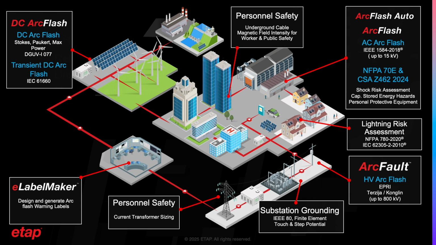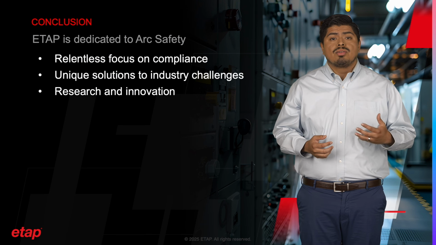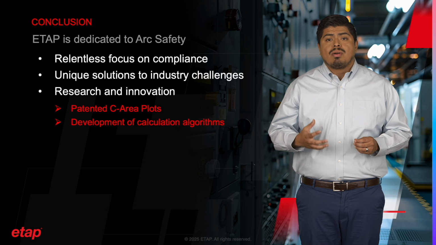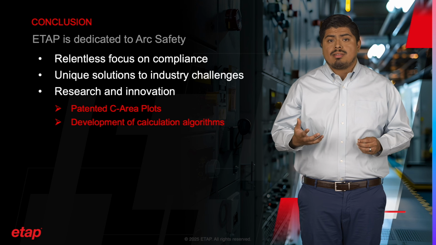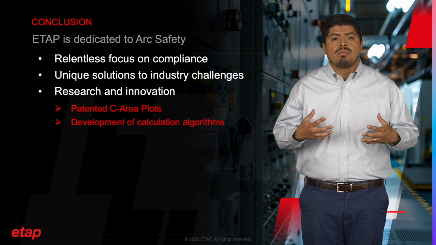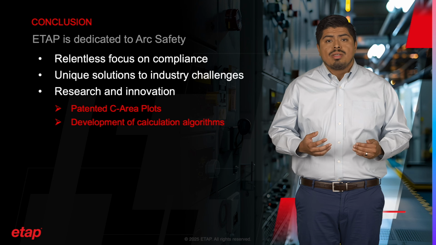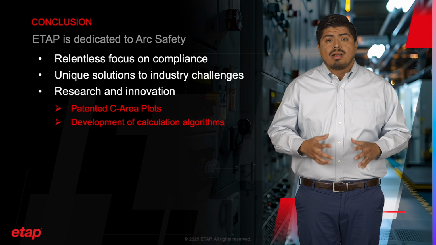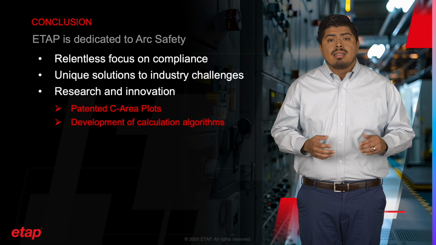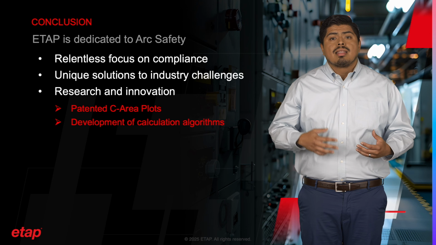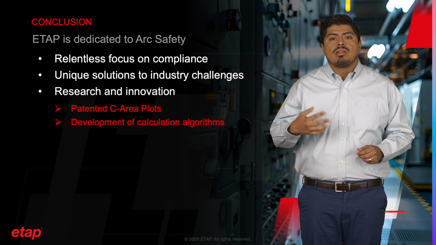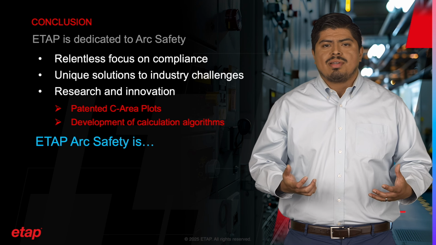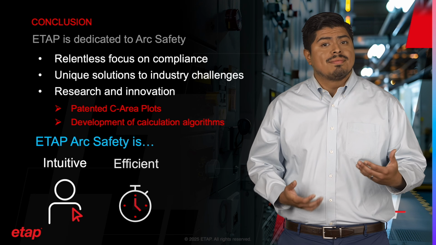ETAP prides itself on dedication to compliance. It is also an industry leader, developing unique solutions which aid common industry challenges. Innovative products like ETAP's patented C-area plots have become game changers by allowing engineers to be proactive and design for a reasonable incident energy exposure during the protection and coordination phase. ETAP's unique proprietary calculation algorithms aid in the analysis of AC and DC equipment that is present in generation, transmission, oil and gas, renewables, and data center applications. With ETAP's Arc Safety Suite, we can rely on electrical safety products which are intuitive, efficient, and accurate.